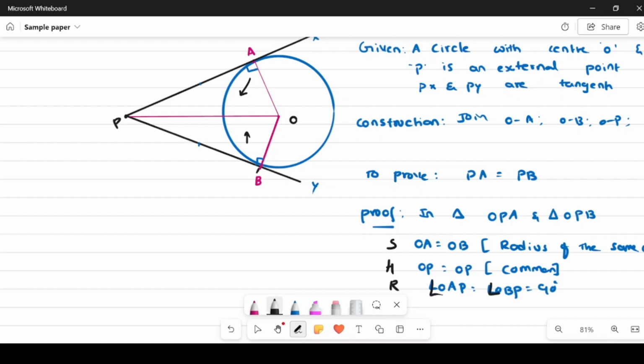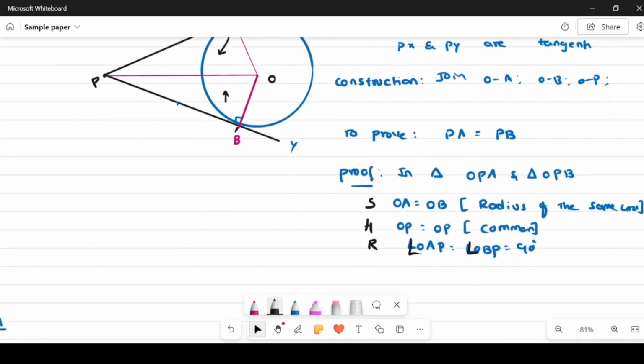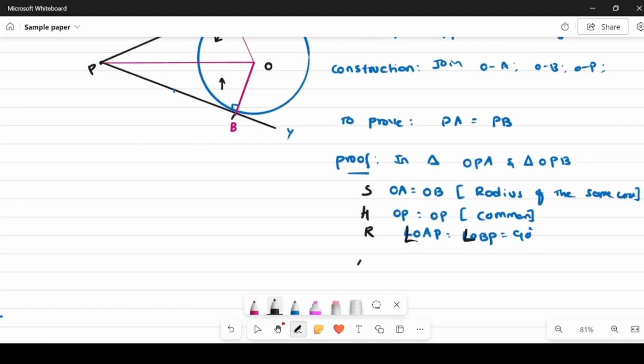So by RHS rule of congruency, we have triangle OPA is congruent to triangle OPB by RHS rule of congruency.